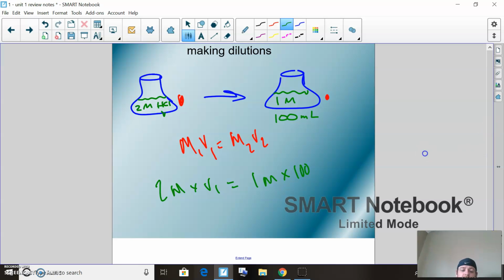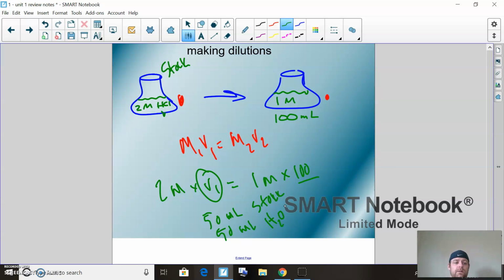So what I do then is I just take 100 divided by 2, which is 50 milliliters of the stock. This is what we call the stock solution. And then, to get to the 100 milliliter final volume, I'm going to need 50 milliliters of H2O. Okay, so basically what you do is you cut it in half.